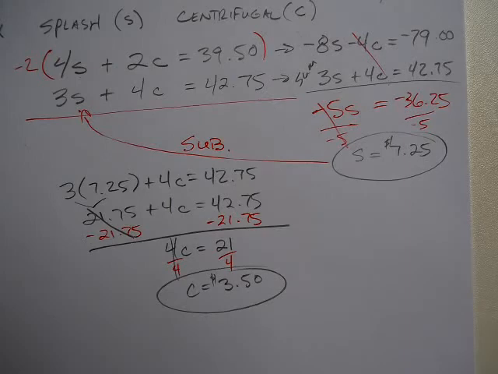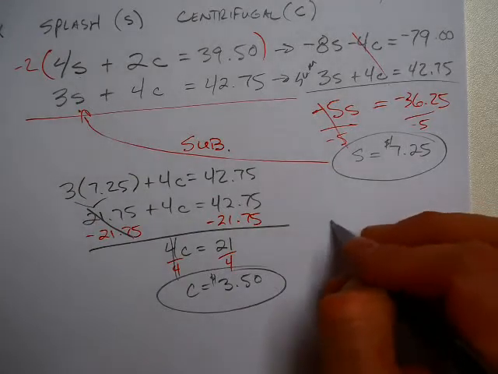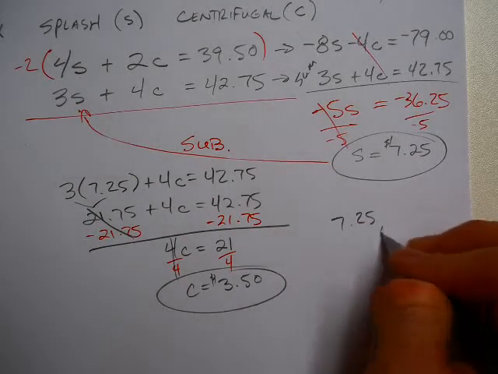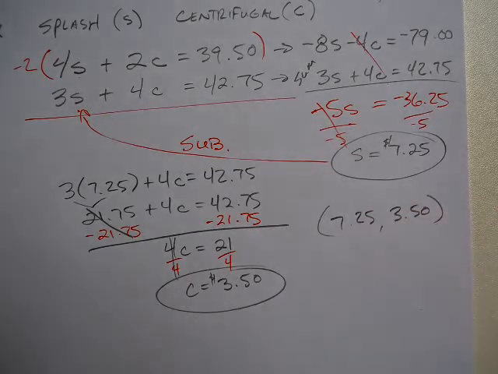And usually we're talking about a point on a graph, so my S was my X, so it's going to be 7.25 and 3.50 are my X, essentially the X and the Y on the graph.